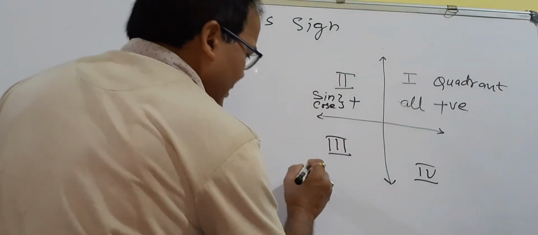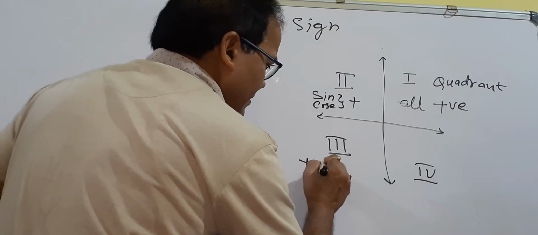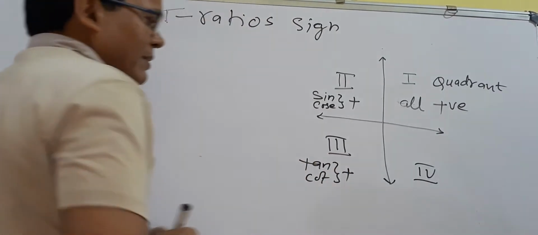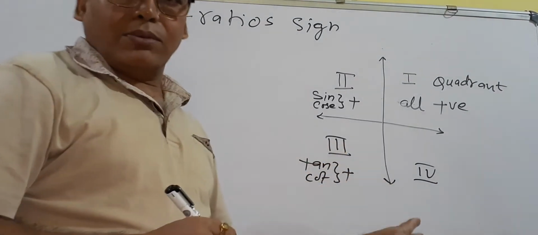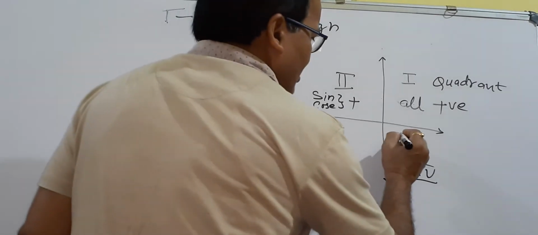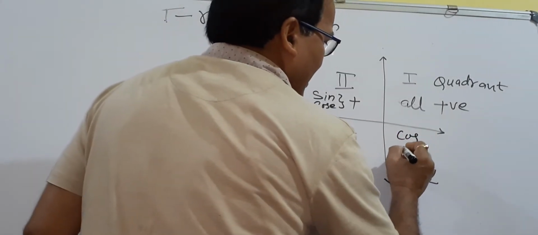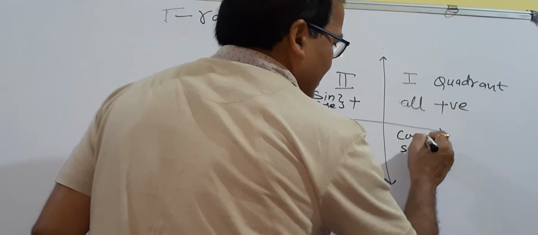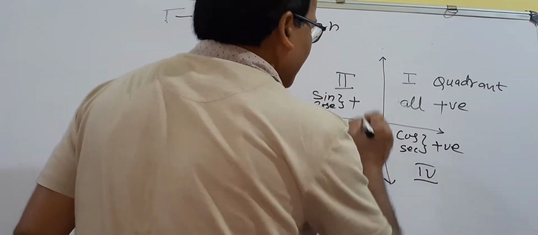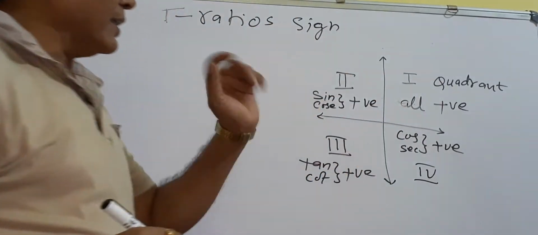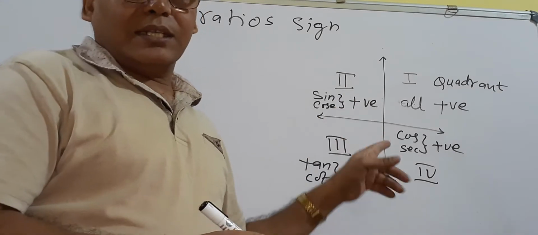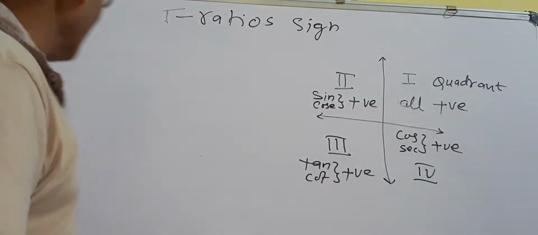In the third quadrant, tan and cot are positive and the rest 4 negative. Like that, in quadrant 4, cos and sec are positive. Rest all are negative. So this symbol you must memorize. This quadrant will tell all about that.